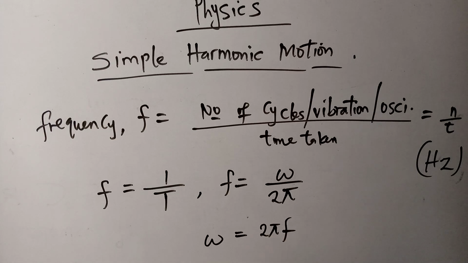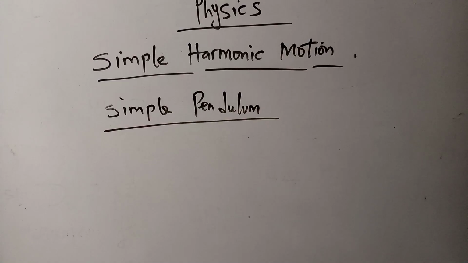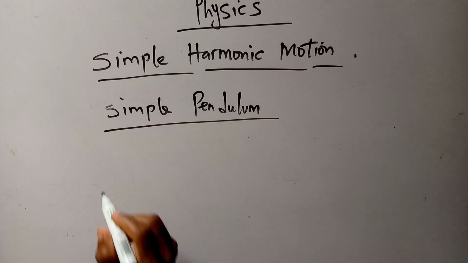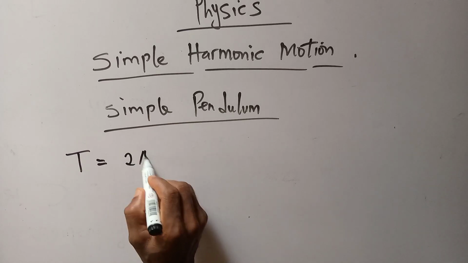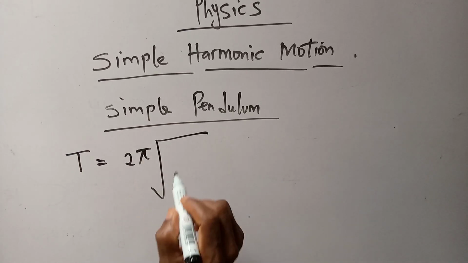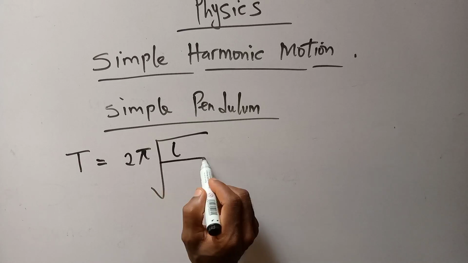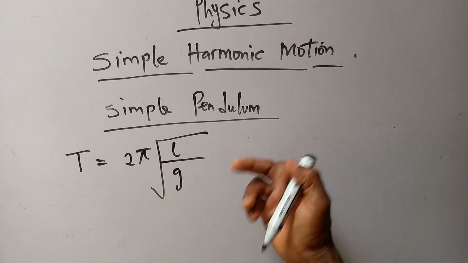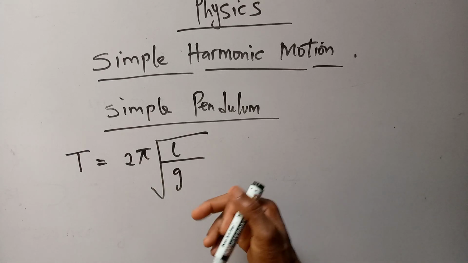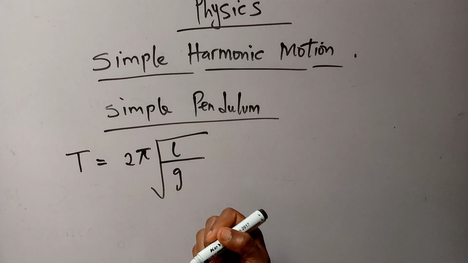Quickly, let's look at the formulas involving the simple pendulum. You will need these formulas a lot. The period of a simple pendulum is given by T is equal to 2 pi square root of L over g, where L is the length of the string and g is acceleration due to gravity.